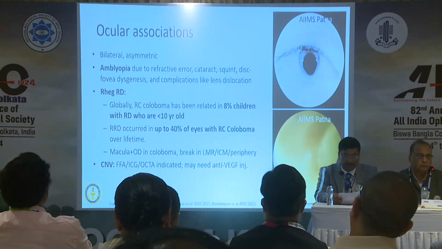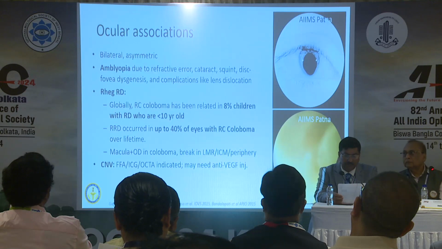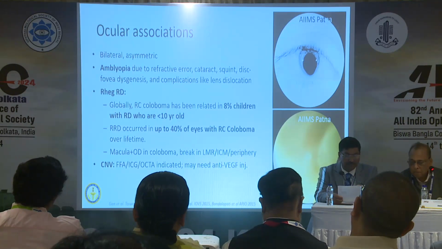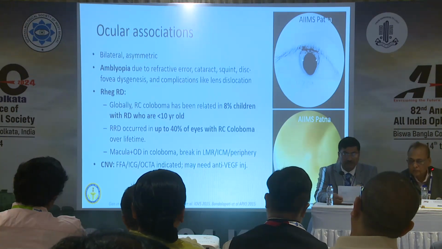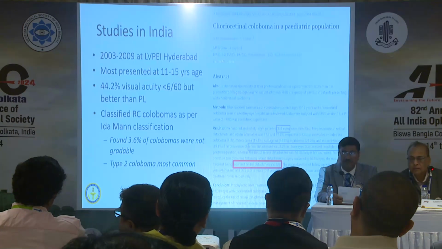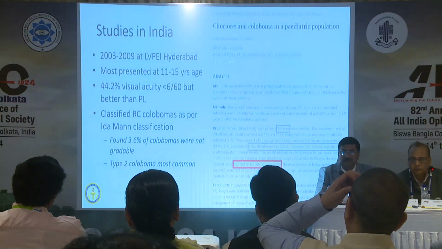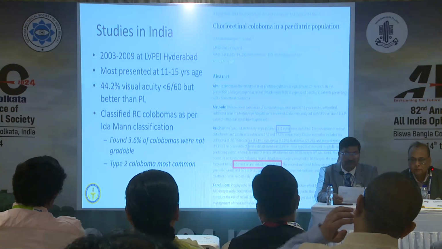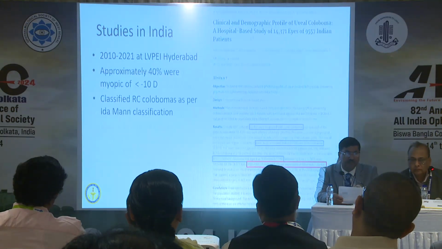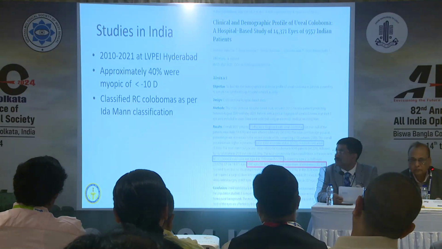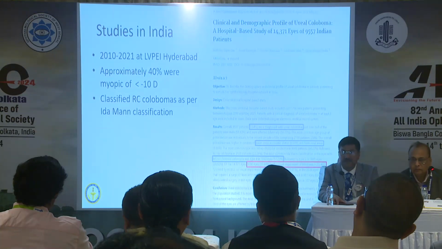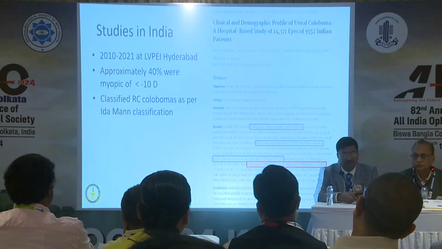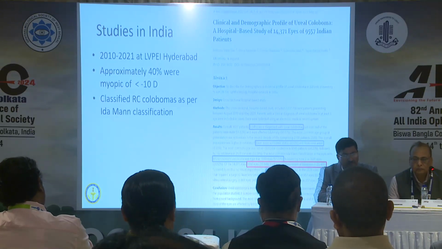Rhegmatogenous RD has been reported in 8% of children who are less than 10 years old. It can occur in up to 40% of eyes with RC coloboma. CNV may need anti-VEGF injection. Studies have shown that recurrent retinal detachment can occur in 53% of eyes. 39% of eyes have been shown to have a visual impairment of less than 20 by 400 visual acuity.